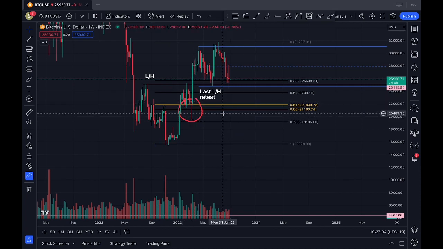We could be looking for a test of these lows to grab more liquidity right over here, or we could be looking for price to stop here within this zone. Now, as investors, we're not going to be worried too much about whether we get in at the top of this zone here that I've identified or down here.